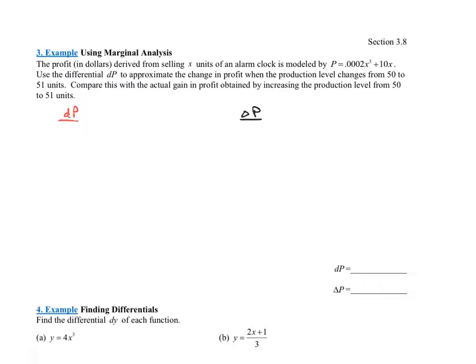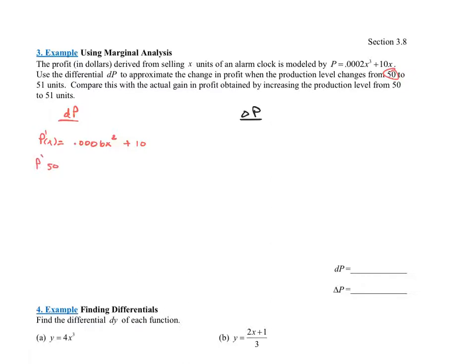So how do we find dP, the estimated change in profit? Well, the first thing we need to do is find the derivative. So let's find the derivative. If I find the derivative of 0.0002x cubed, that would be 0.0006x squared, plus the derivative of 10x is 10. And now I need to evaluate this at the original point. The original point was 50. So let me plug in a 50 there.